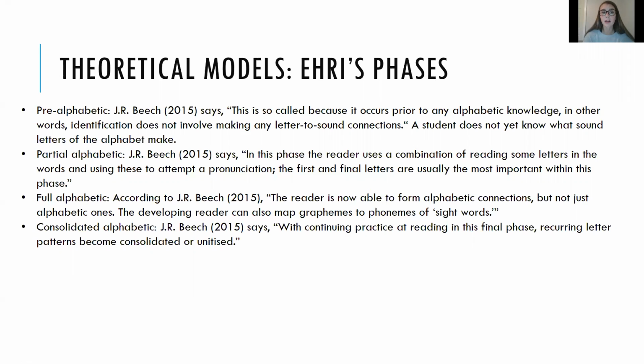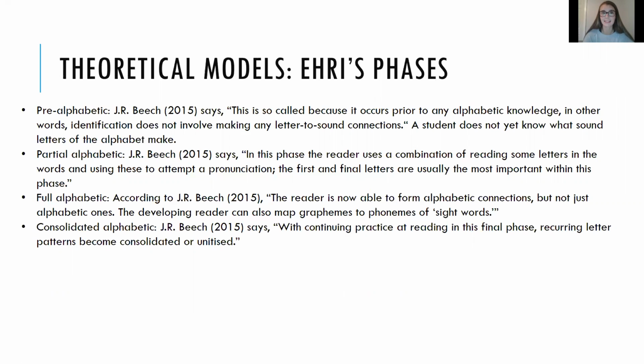In the partial alphabetic stage, J.R. Beach 2015 says, in this phase, the reader uses a combination of reading some letters in the words and using these to attempt a pronunciation. The first and final letters are usually the most important within this phase. Okay, so we have a student and they have the word cat. They might notice that the word cat starts with the letter C, and C says K. That's going to be their partial alphabetic stage.